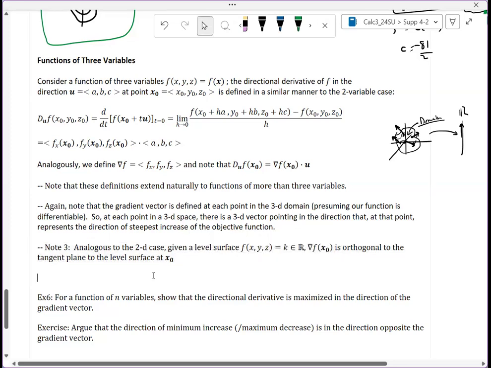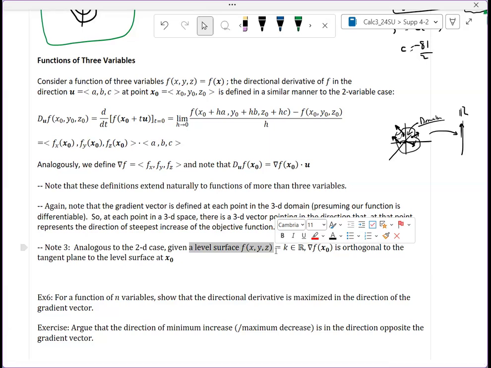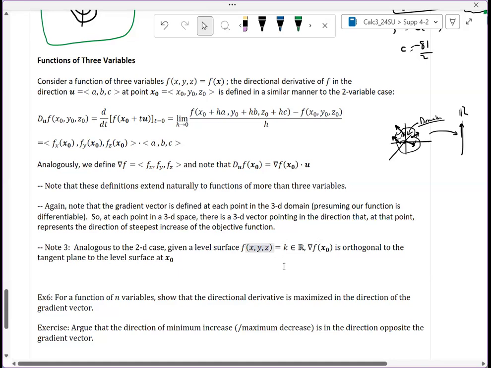And again, on that same note, analogous to the 2D case, in functions of 3 variables, instead of having level curves, we have level surfaces: f of x, y, z equals k. That was the picture of the nested spheres from the book, if you remember that one. We have level surfaces, 2-dimensional surfaces in 3 dimensions, along which our function is constant.